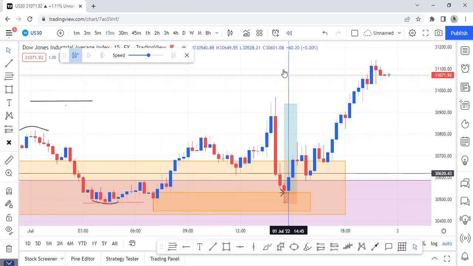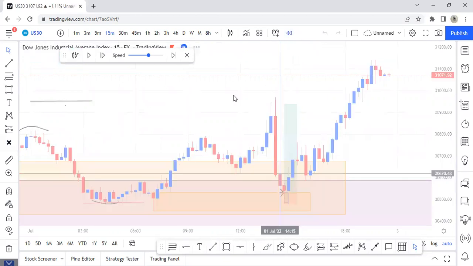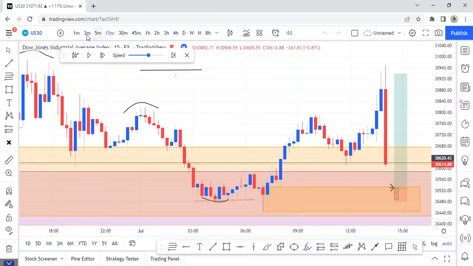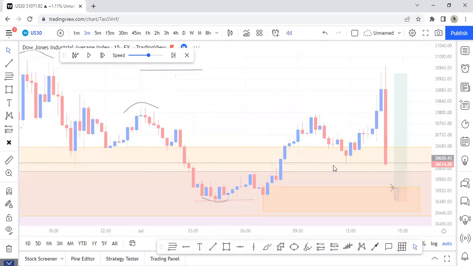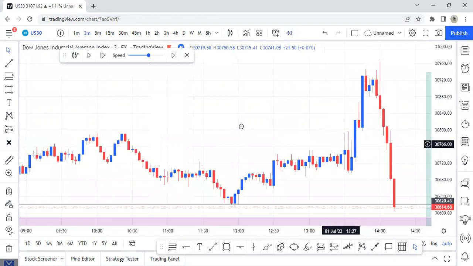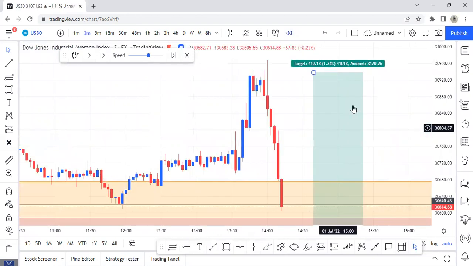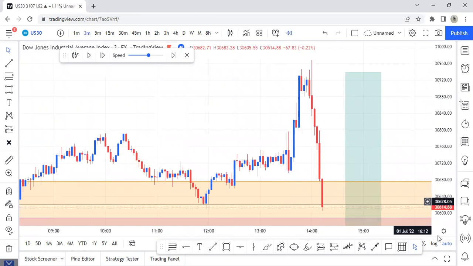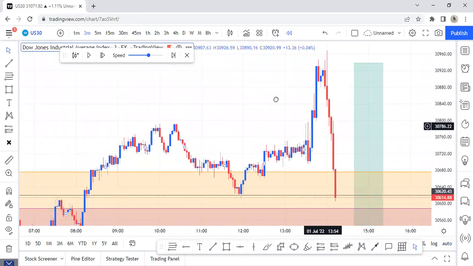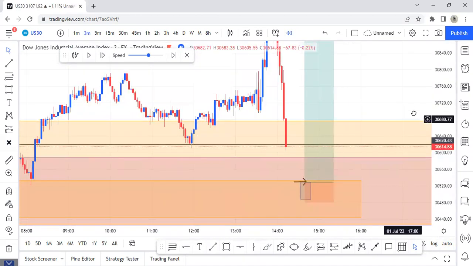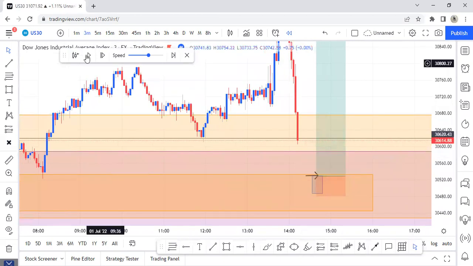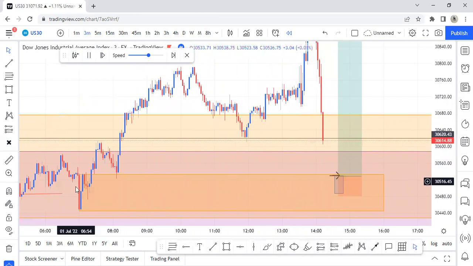I also look for the same thing, the same market conditions. So let's go to the 3 minutes time frame and see what happened at that point. So I was looking at this. Let's play a bit and see what happened. All right, so I marked the candle. I look at the whole candle here from the open to the close, and let's see what price did.